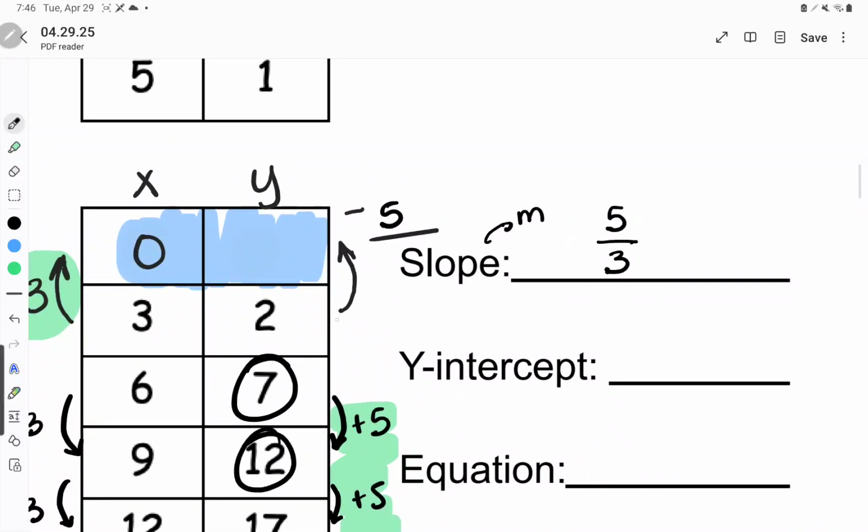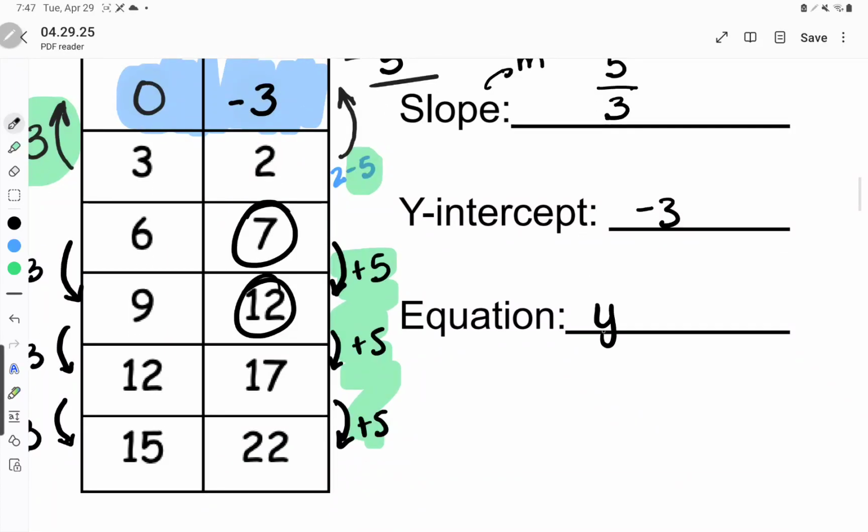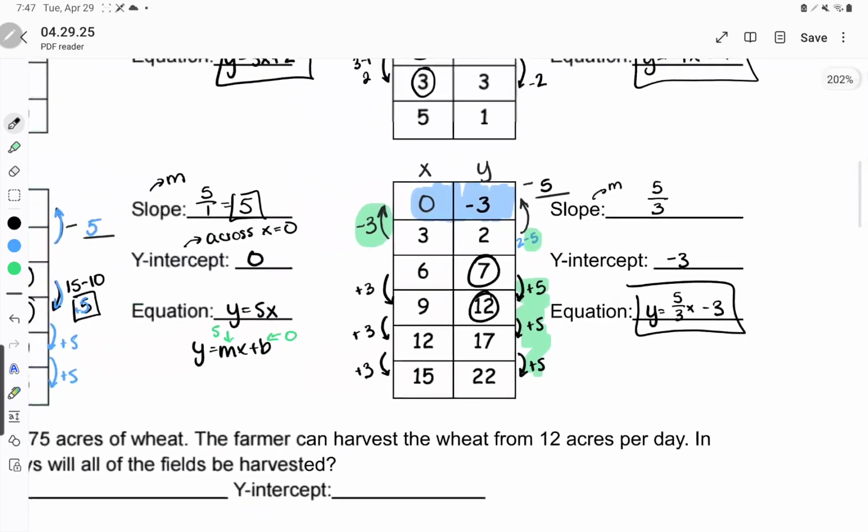So I would have 2 minus 5. Well, 5 minus 2 gives us 3, and then we keep the sign of the bigger number. And if we look right here, that negative 5 is bigger, so this is going to be a negative 3. When it comes to my equation, I would just have y equals 5/3 x minus 3.